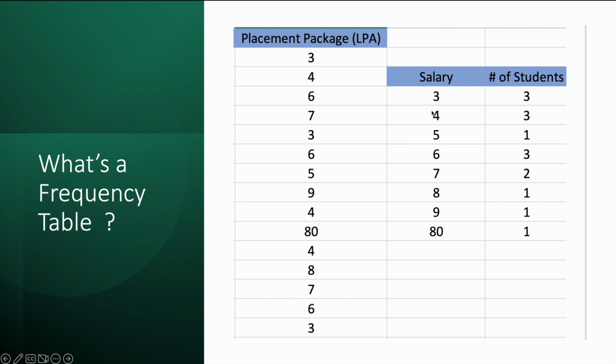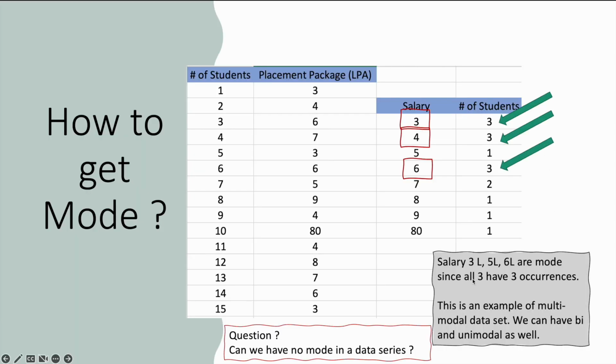So 3 lakhs per annum, 4 lakhs per annum, and 6 lakhs per annum. All three are appearing 3 times, right? So salaries of 3 lakh, 5 lakh, and 6 lakhs are modes, since all three have 3 occurrences associated with them. Now, this is an example of a multimodal data set, right? Where we have more than one mode. You can have n number of modes also.